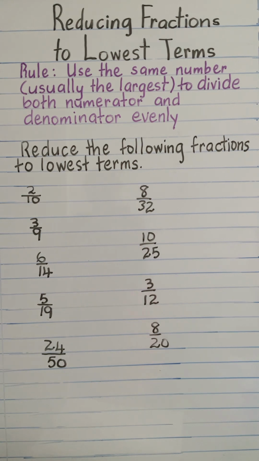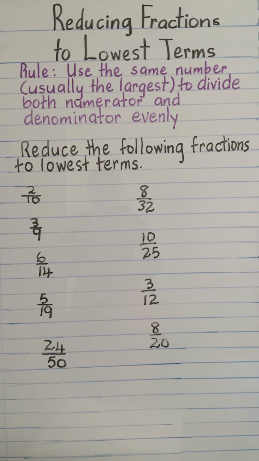Today we will be reducing fractions to lowest terms. Let's go over the rule. When we are reducing a fraction to its lowest term, we find the same number, usually the largest number, to divide both numerator and denominator evenly, that is, without a remainder. So we're finding a number that will divide both numerator and denominator at the same time without a remainder.